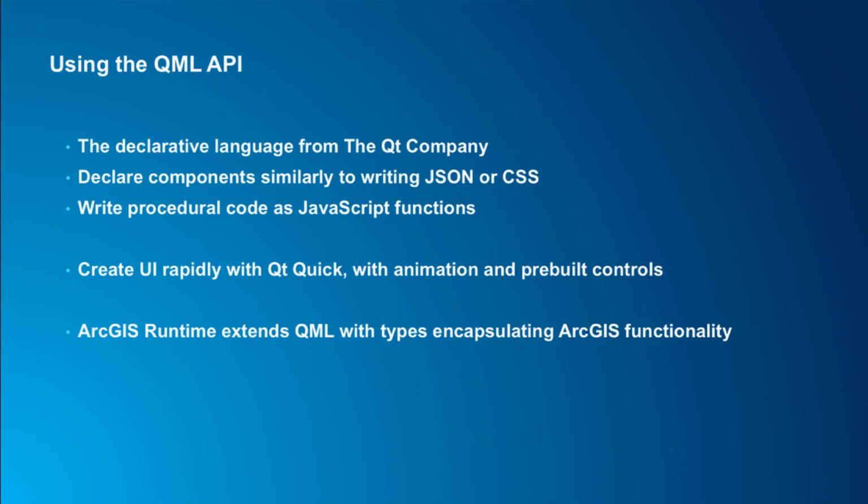So in QML, which you saw in this example, it's a declarative language, as he showed. You declare types and you declare things within types. And you declare these components very similar to the way you would write JSON or CSS. And when you saw bits of procedural code written on the QML side, they were written in JavaScript. They're actually running on a JavaScript engine.